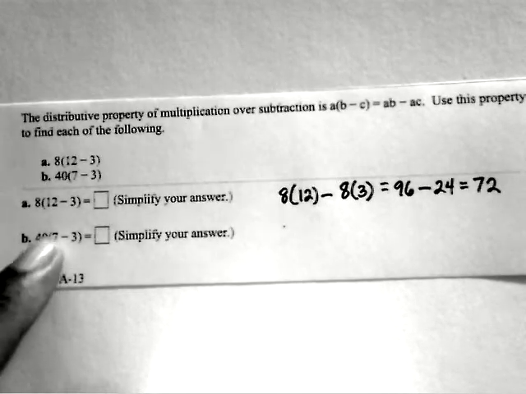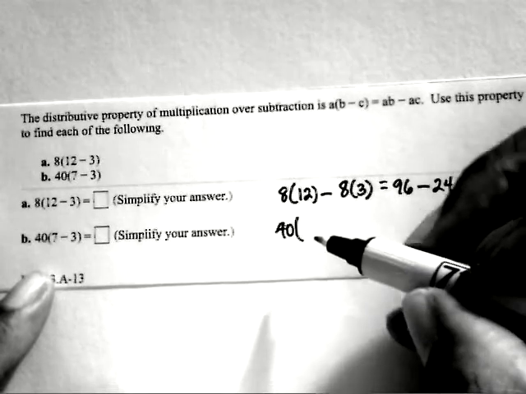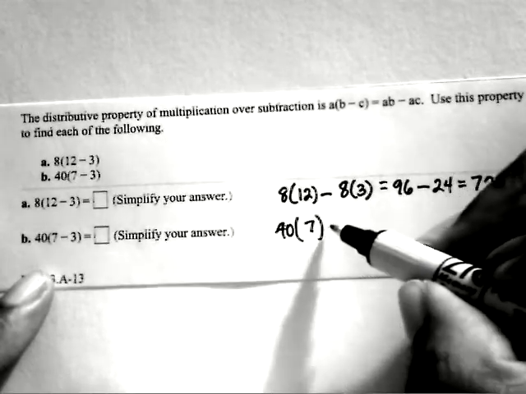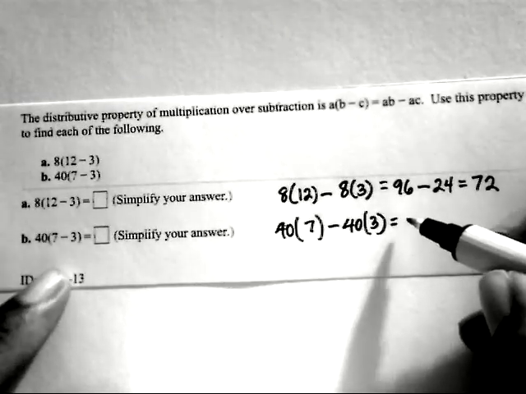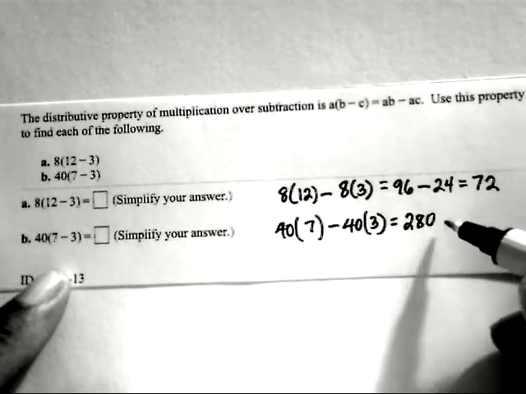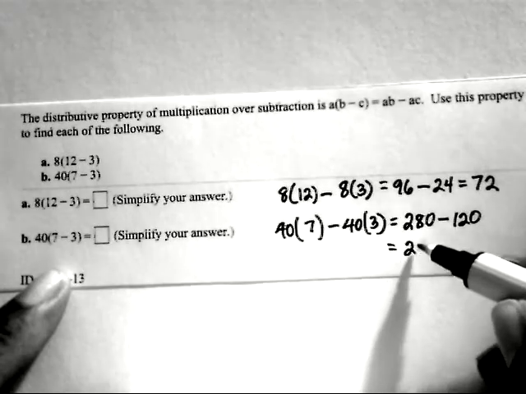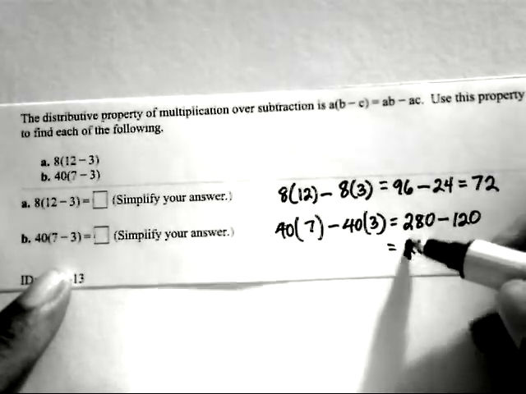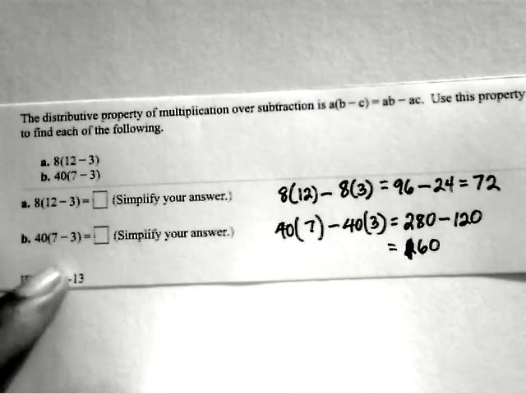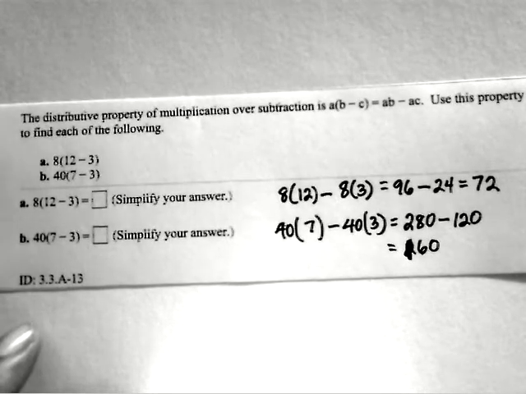And then part B, you got 40 times, in parentheses, 7 minus 3. We distribute the 40 with everything inside the parentheses, so this will be 40 times 7 minus 40 times 3. 40 times 7 is 280, minus 40 times 3, that's 120. 120 from 280 will be 260. I'm sorry, 160. 280 minus 120, that's 160. So in this case, 40 times the quantity 7 minus 3 would be 160.